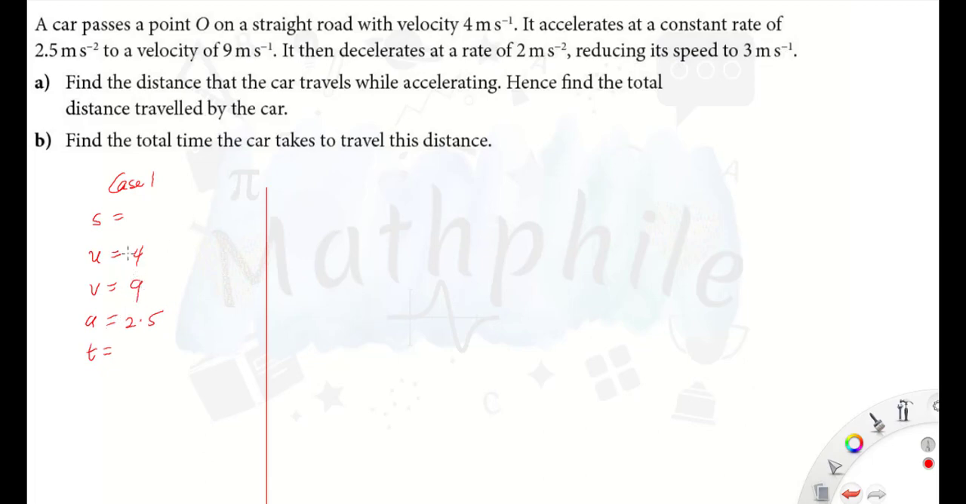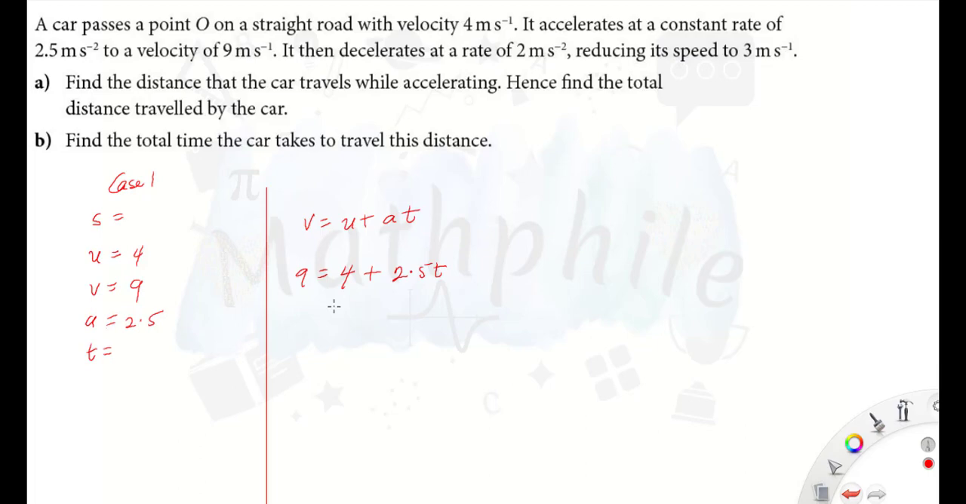So let's solve everything of case one, even though the question never asked. We can find t. No, let's find t first. v equals u plus at. I like this one. So v is 9, u is 4, plus the acceleration is 2.5t. So get me the value of this one, please. So I think it's going to be 5 divided by 2.5. So the time over there is 2.